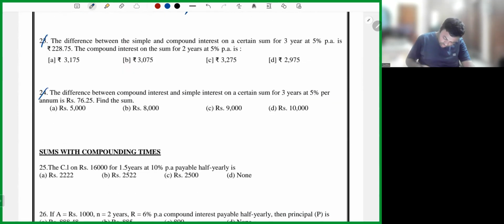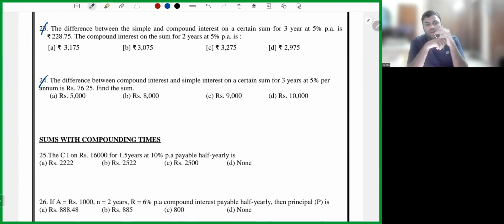Before doing 23, let's do 24, because 24 is more simple. 23 is like a complicated girlfriend. Now, question number 24. The difference between compound interest and simple interest on a certain sum for 3 years at 5% per annum is 76.25. Find the sum. Difference amount is given.